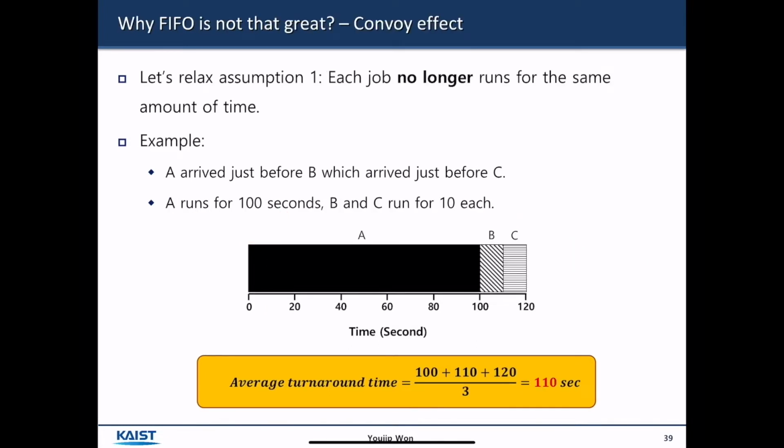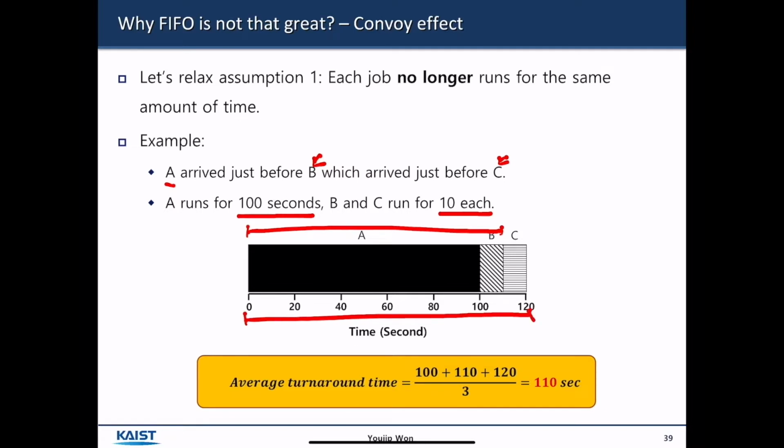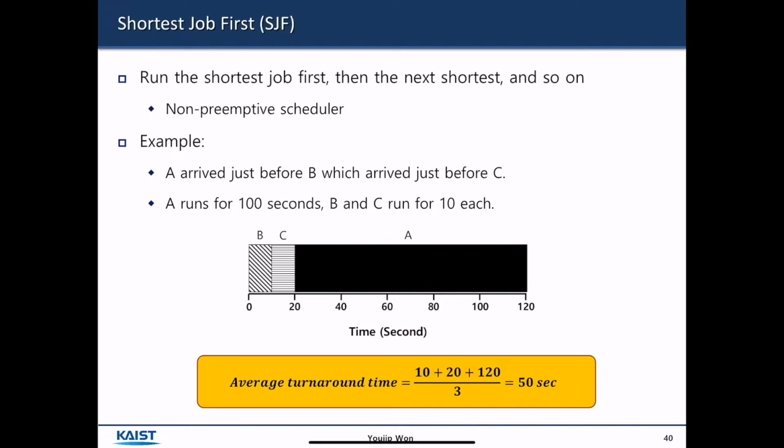FIFO or FCFS is simple, but it has a side effect called the convoy effect. In the convoy effect, a process that needs the CPU for a very short amount of time might have to wait for a process that consumes lots of CPU time. Let's say A has arrived just before B and C, and A runs for 100 seconds while B and C run for 10 seconds each. Looking at the timing diagram, turnaround time for A is 100 seconds, for B is 110 seconds, and for C is 120 seconds, which sums up to a 110 seconds average turnaround time.